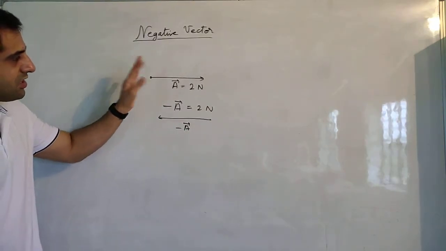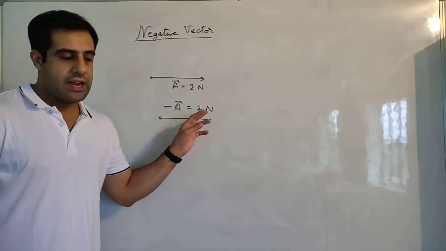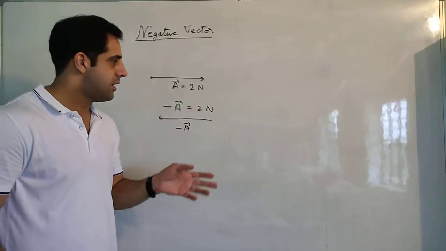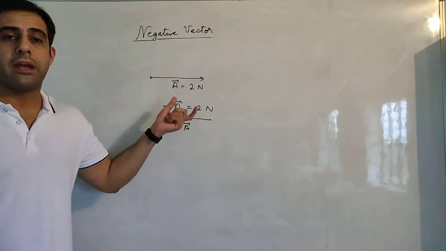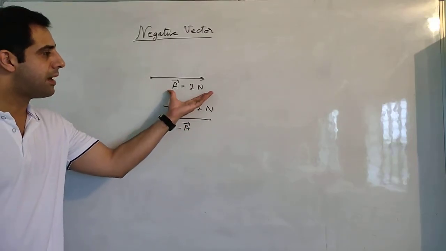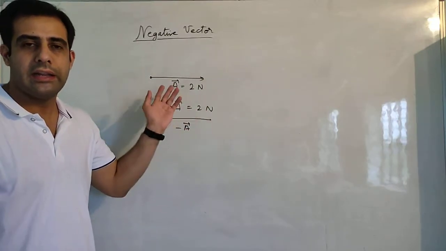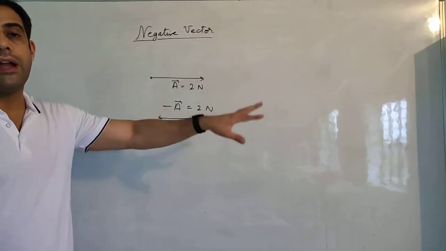So by reversing the direction, we can reverse the sign. Minus can also be reversed into plus, plus can be reversed into minus. You can do anything that you want with it, but the magnitude does not change. Magnitude only changes when we multiply this quantity with some scalar quantity. If I multiply 2 Newton with 4, then the magnitude of A will become 8 Newtons.